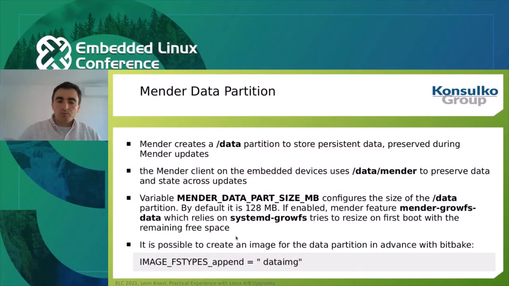And it is also possible to create an image for the data partition in advance. This means that Bitbake will produce this data image, and you can put some information on it out of the box. In order to achieve this, you need to apply the following configuration to IMAGE_FSTYPES. The keyword is dataimg, and the Mender classes will take care of it, and Bitbake will generate this partition for you. This is particularly useful because sometimes you really need to have something on this data partition as soon as the board boots.